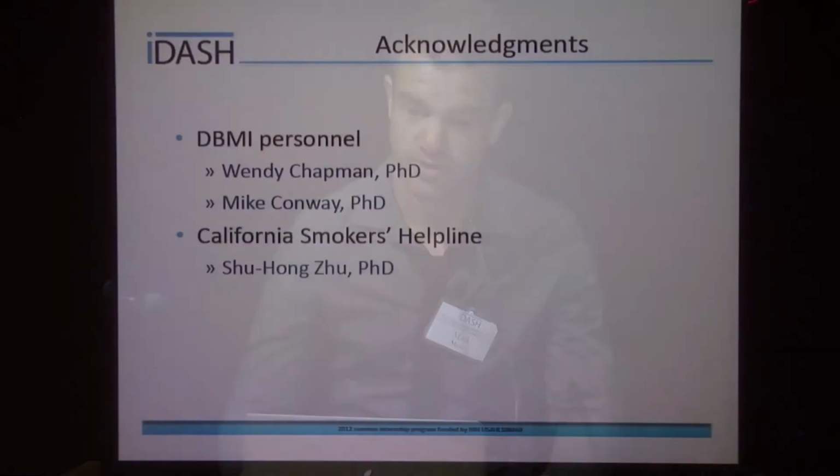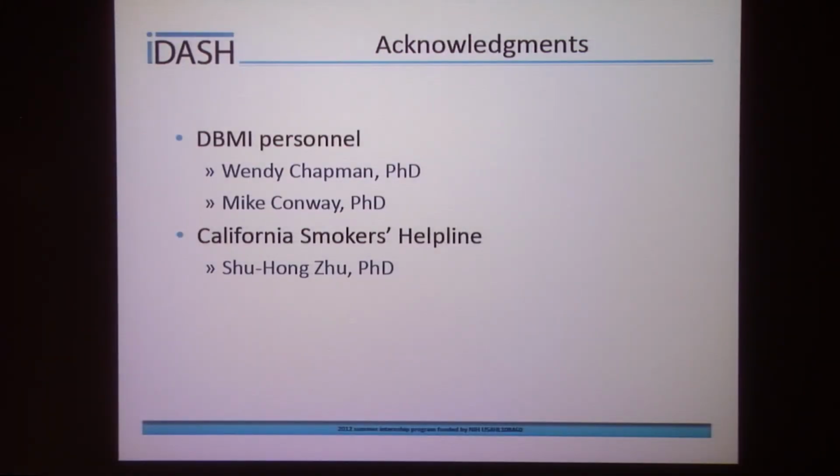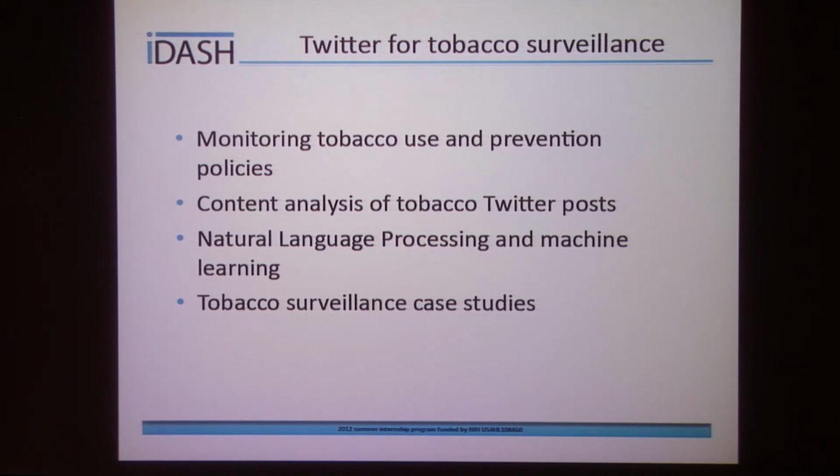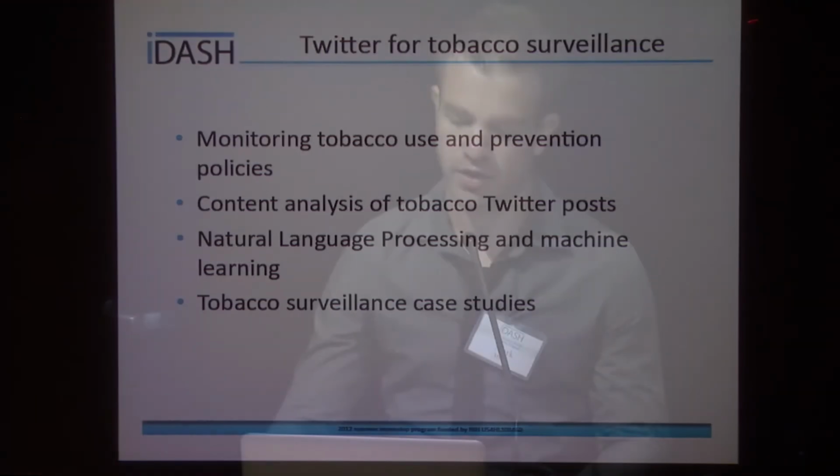All right. So in this part, I'm talking about using Twitter for tobacco surveillance. I'd like to thank Wendy Chapman and Mike Conway, as well as Xu Hongzhu, the director of the California Smokers Helpline. So how can we use Twitter to monitor tobacco usage and prevention policies? I'll go over a content analysis of tobacco-related Twitter posts, then explain some NLP tools that we can use to sift through that data, and go through 3 quick case studies of tobacco surveillance using Twitter.